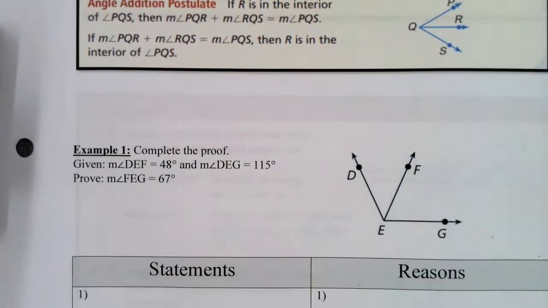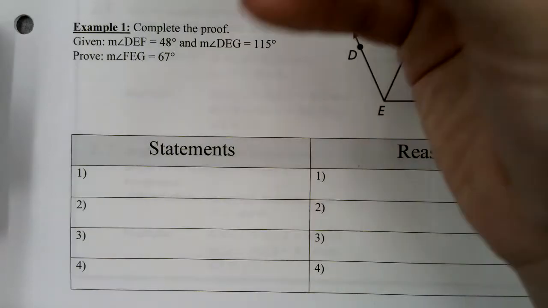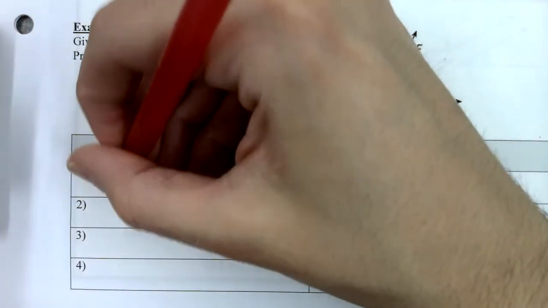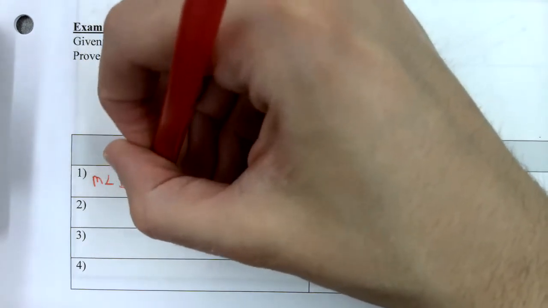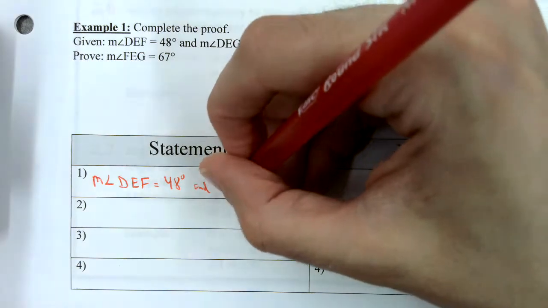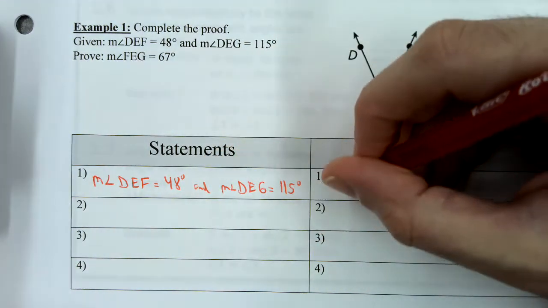Okay? So here's example 1. Complete this proof. Given the measure of angle DEF equals 48 degrees and the measure of angle DEG equals 115 degrees, prove that the measure of angle FEG equals 67 degrees. Okay, so statement 1 will be my two givens. Reason 1 will be given.